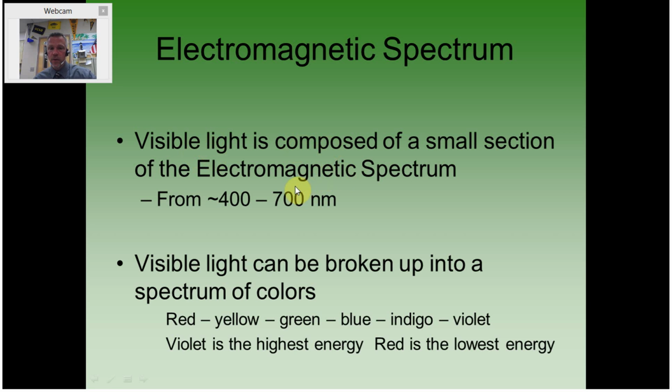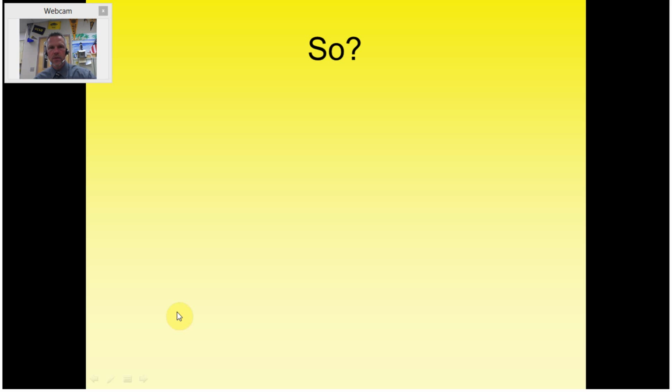Visible light, like I said, is only a small piece, around 400 to 700 nanometers in the center of the electromagnetic spectrum. This is the part that allows us to see, and it can be divided into colors based on these wavelengths, with red, yellow, green, blue, indigo, and violet being the various colors, where violet is the highest energy and red is the lowest energy. Well, so what? Why do we care?